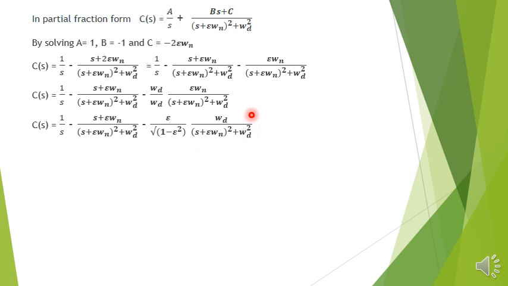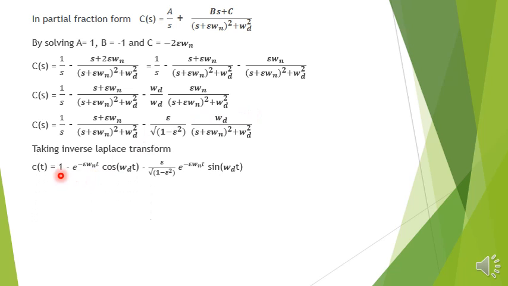By taking the inverse Laplace transform, we will get C of t is equal to 1 minus e to the power minus zeta omega n t cos omega d t, minus the constant zeta by root of 1 minus zeta square. Inverse of this is e to the power minus zeta omega n t sin omega d t. Now further it contains 3 terms. So if it is possible, I will reduce it to 2. So I will express this in terms of some other function.